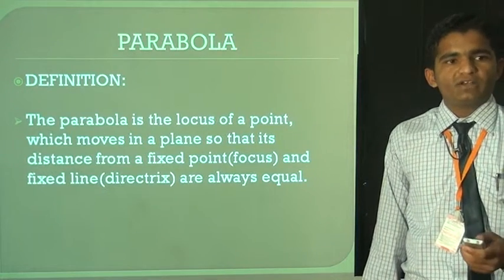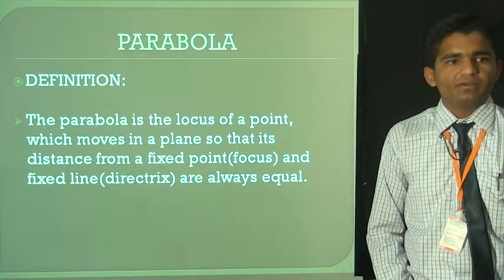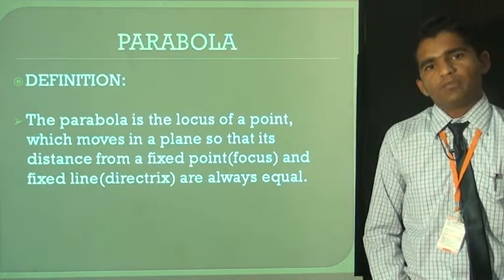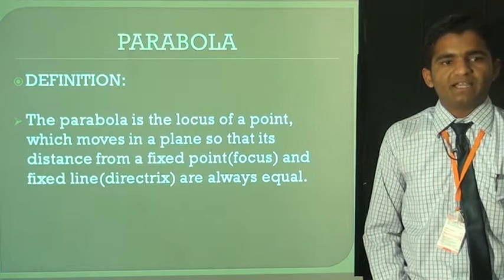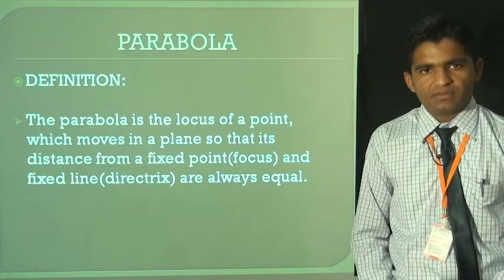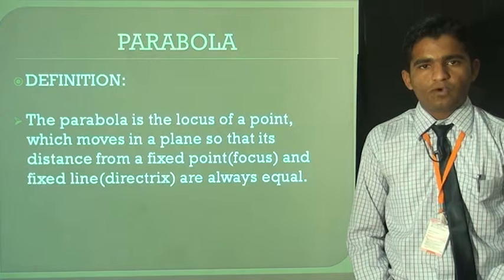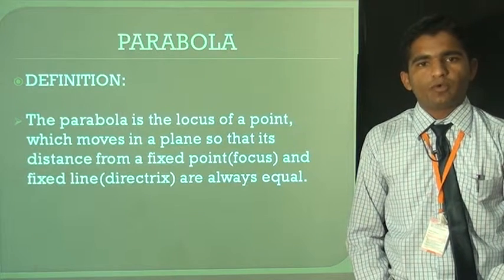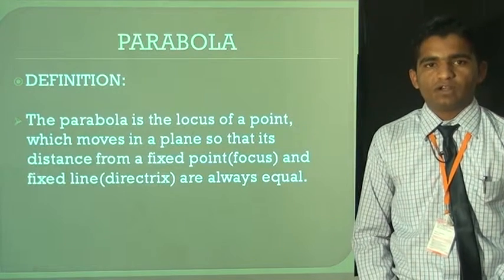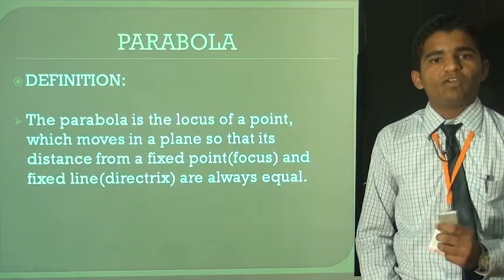First of all, the definition of the parabola. What is the parabola? Parabola is the locus of a point which moves in a plane so that its distance from the fixed point, meaning focus, and a fixed line are always equal. In the last session we had discussed the eccentricity. Eccentricity is the ratio of the distance of the moving point from the focus to the distance of the moving point from the directrix. So for the parabola, eccentricity is equal to 1.